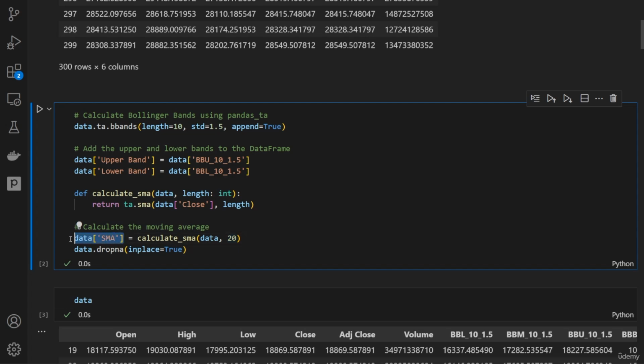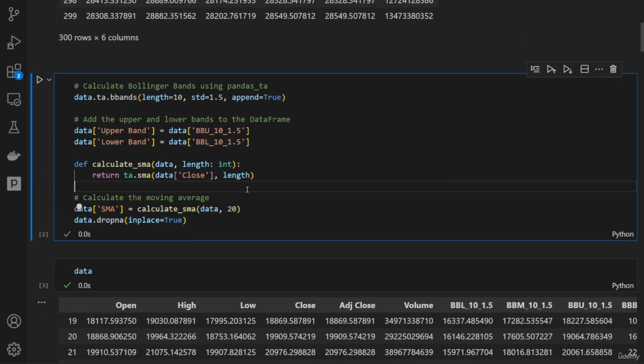And I'm putting this as a new column in our data frame, whose title is SMA. So now we have an extra feature. We have the Bollinger Bands, and we also have the simple moving average with length equal to 20. And since the moving average of length 20 is going to skip the first 20 rows or 20 candles, because we need at least 20 values to compute the first value of the moving average, we're going to drop the NaN, so to drop the first 20 rows in this case, and we're going to get a new data frame.